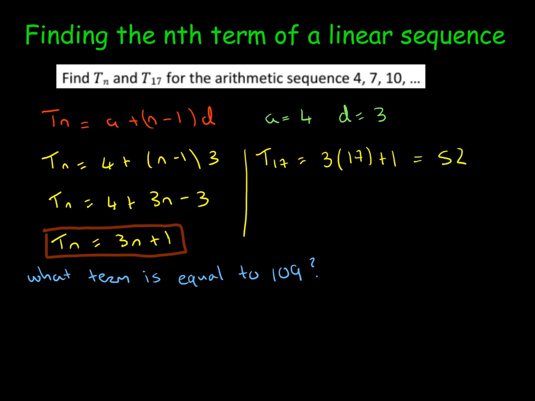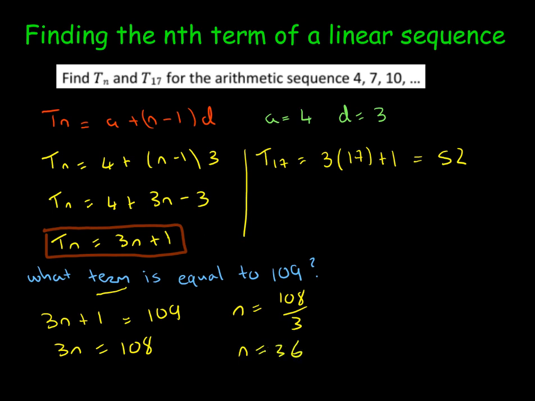The other way they could ask this is, they could ask you which term is equal to a certain number, and this is where we're looking for n. So the term number is n. Instead of subbing in for n, we leave 3n plus 1 equal to 109. Using algebra, 3n is equal to 109 minus 1, which is 108. So n is going to be equal to 108 divided by 3, which is 36. So n is equal to 36. That means the 36th term is 109.